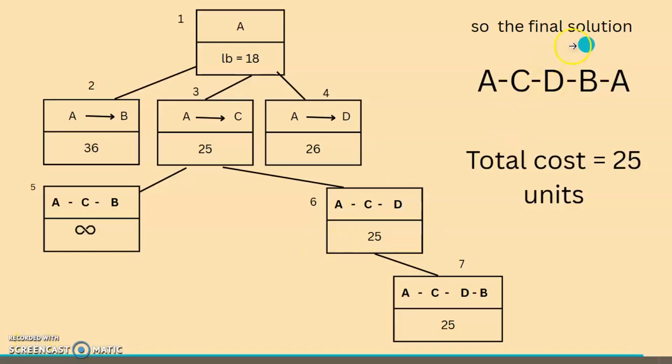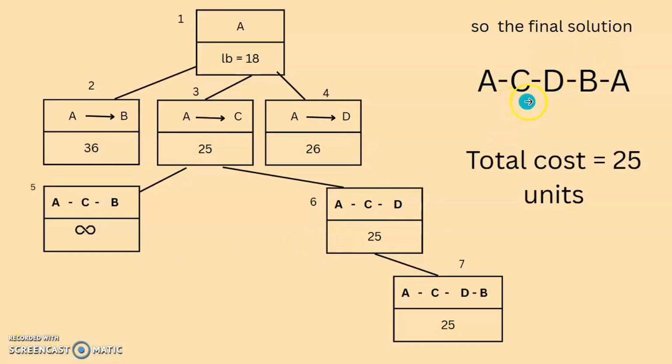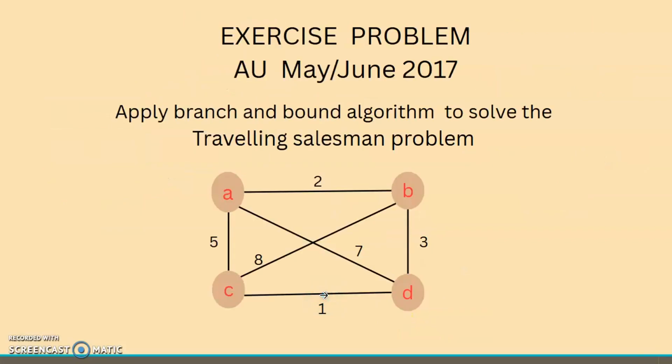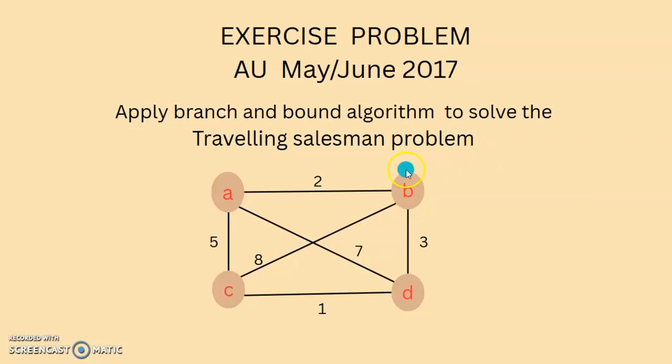So the final solution is A to C, C to D, D to B and B to A, and total cost is equal to 25 units. Now the exercise problem, apply branch and bound algorithm to solve the traveling salesman problem. So you can apply branch and bound algorithm for this given graph.